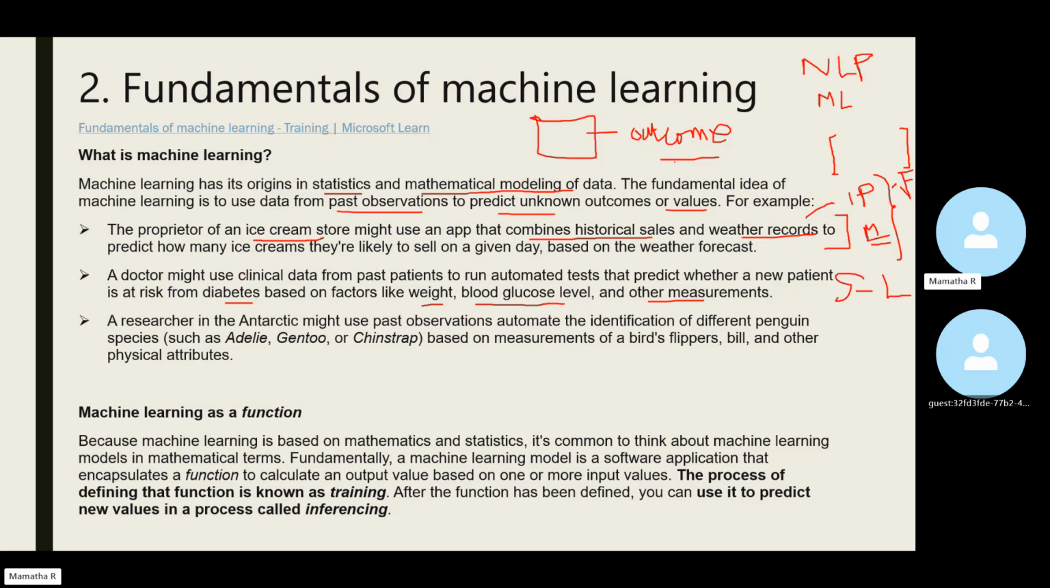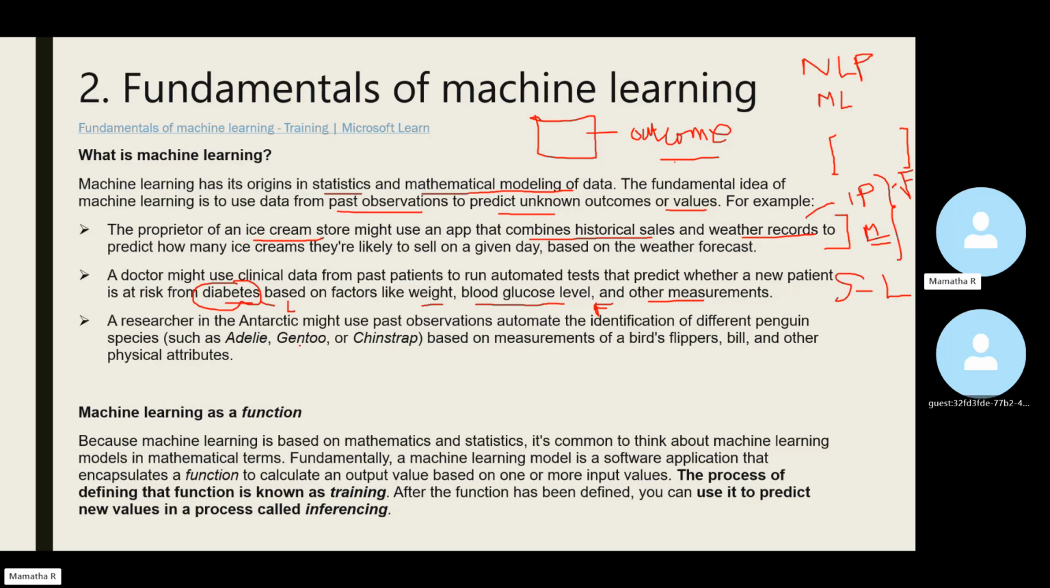So which is the feature, and which is the label? Risk of diabetes is the label, and the outcome is the label. Weight and blood glucose level are the different features that we use to predict.